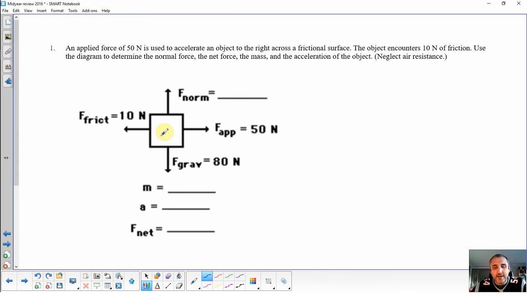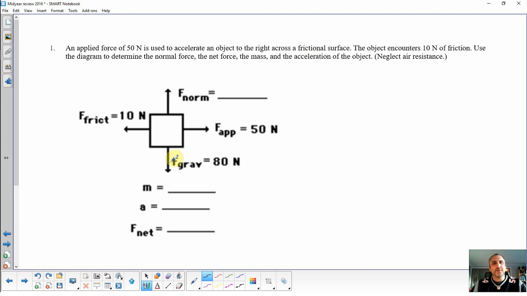We're done with our kinematics, kind of. You'll see how in a second. Anyway, we've got an applied force of 50 newtons used to accelerate an object to the right across a frictional surface. Believe it or not, this picture is what this text talks about. The object encounters 10 newtons of friction. Use the diagram to determine normal force, net force, mass, and acceleration. Neglect air resistance.